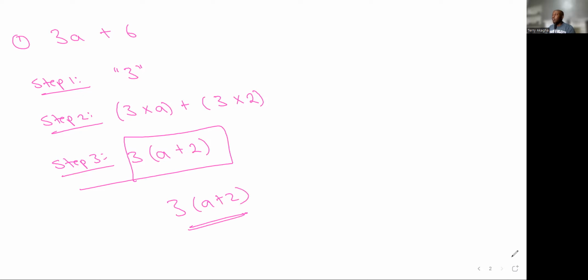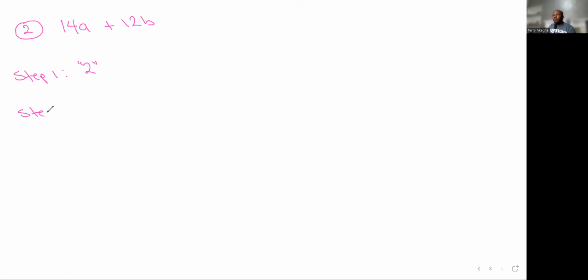That's how you factorize. Now, let me pick one more just to see how we understand. So we have 14a plus 12b. The question asks us to factorize this. So step 1, we need to look for the common factor. What is the common factor between both of them? 2 is a common factor. 2 can divide this, and 2 can also divide this.